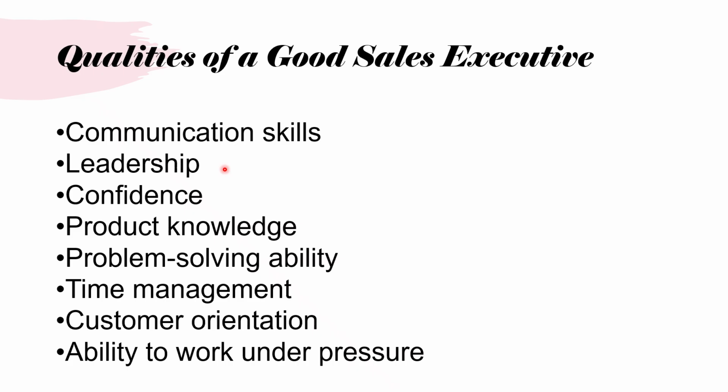Next quality required is leadership, so that they can guide and motivate the team members in the right direction. Then is confidence and positive attitude. Any salesperson must stay motivated even after the rejections. Another quality is the knowledge about the product. They must know everything about their product. It could be the features, the price, benefits and competitors. Like a salesperson at Chroma, they must know all technical details of all the electronic goods that they are selling.